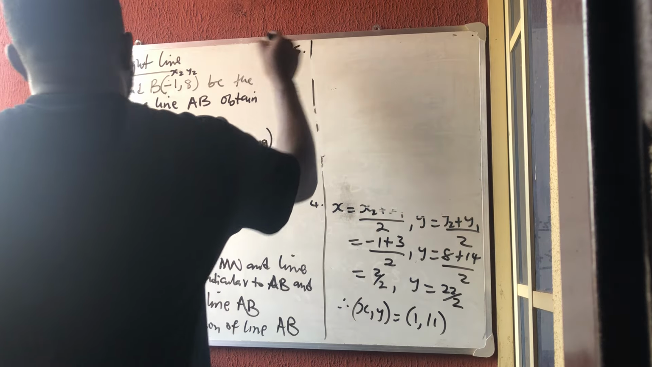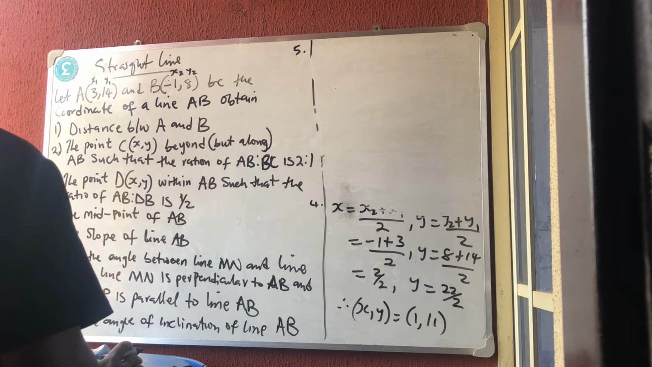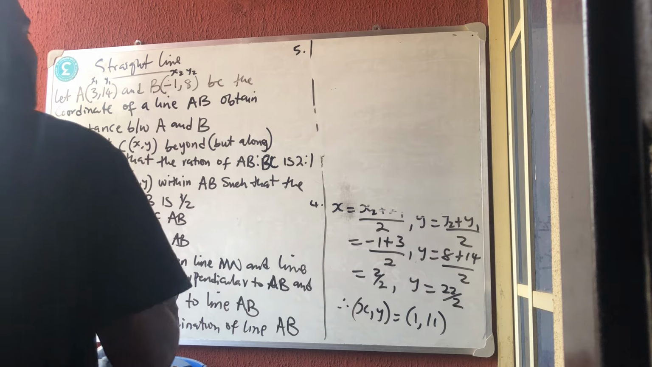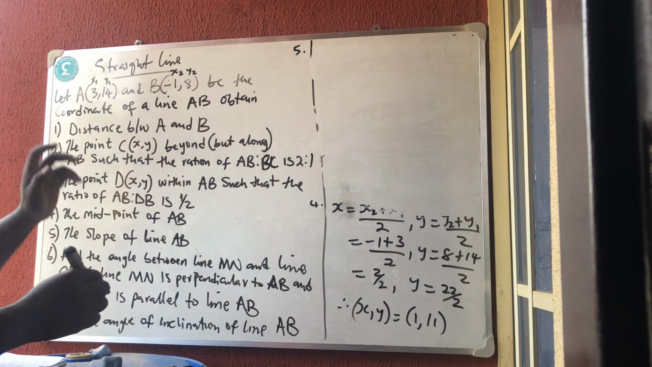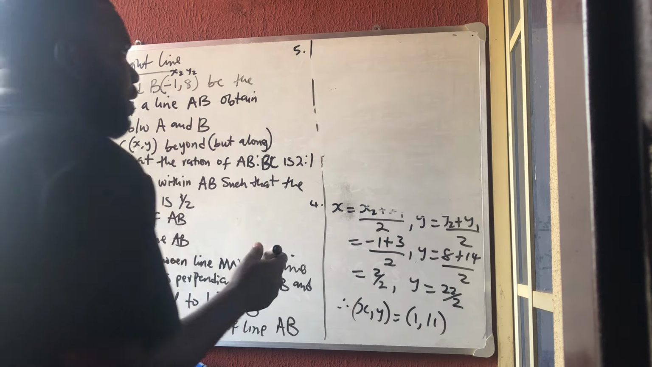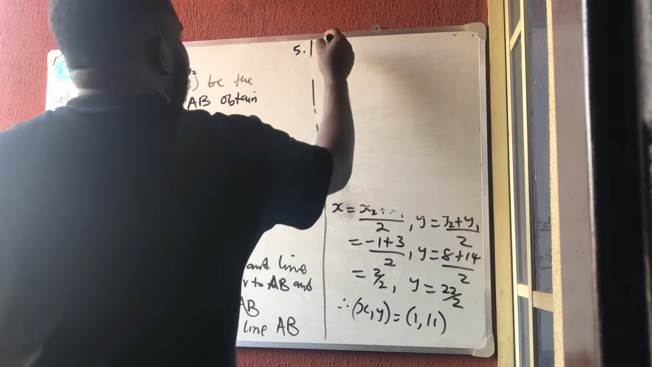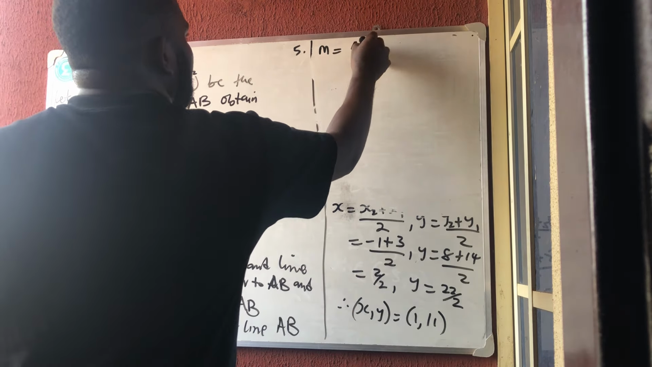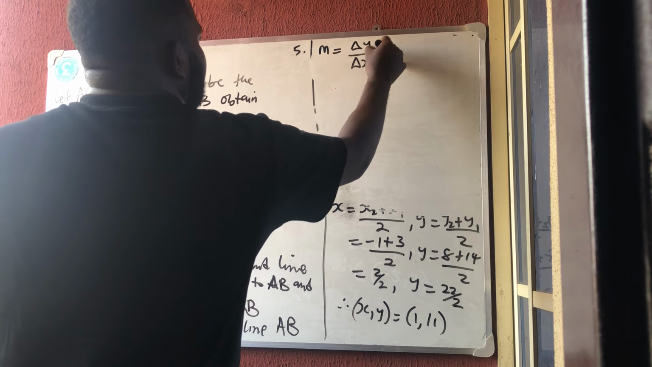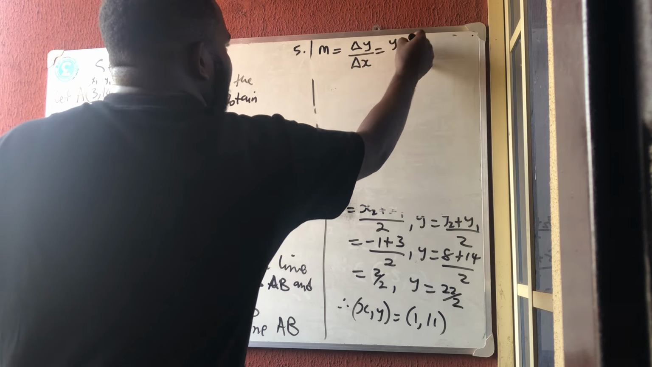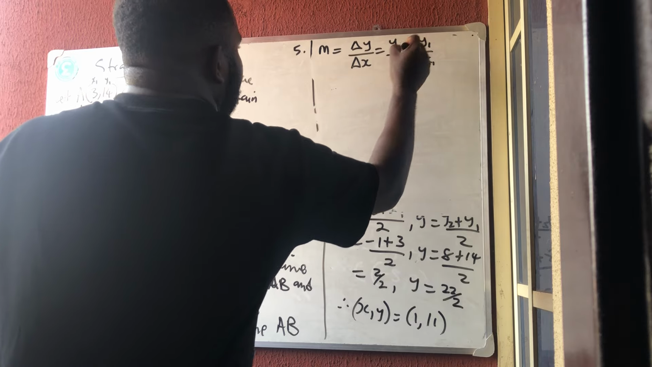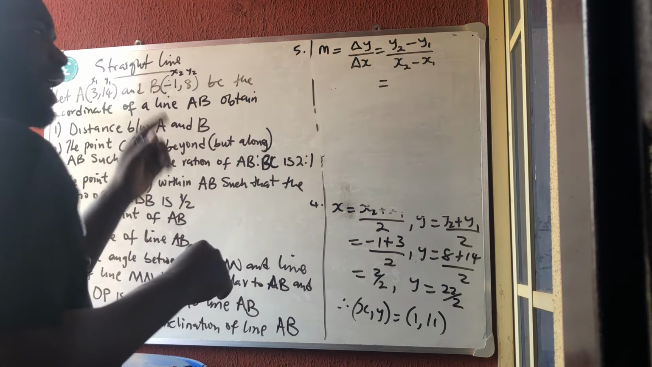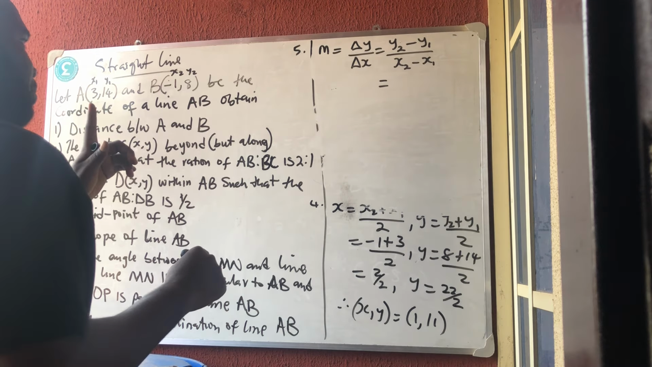So number five question said the slope of AB. And I told you that for slope, if 2 points are given, how do you find slope? Slope is just change in y over change in x. So my m, which is the slope, is what? Change in y over change in x. And change means what? The second one minus the first one, all over the second one minus the first one. Please, in slope, the y must be at the numerator.